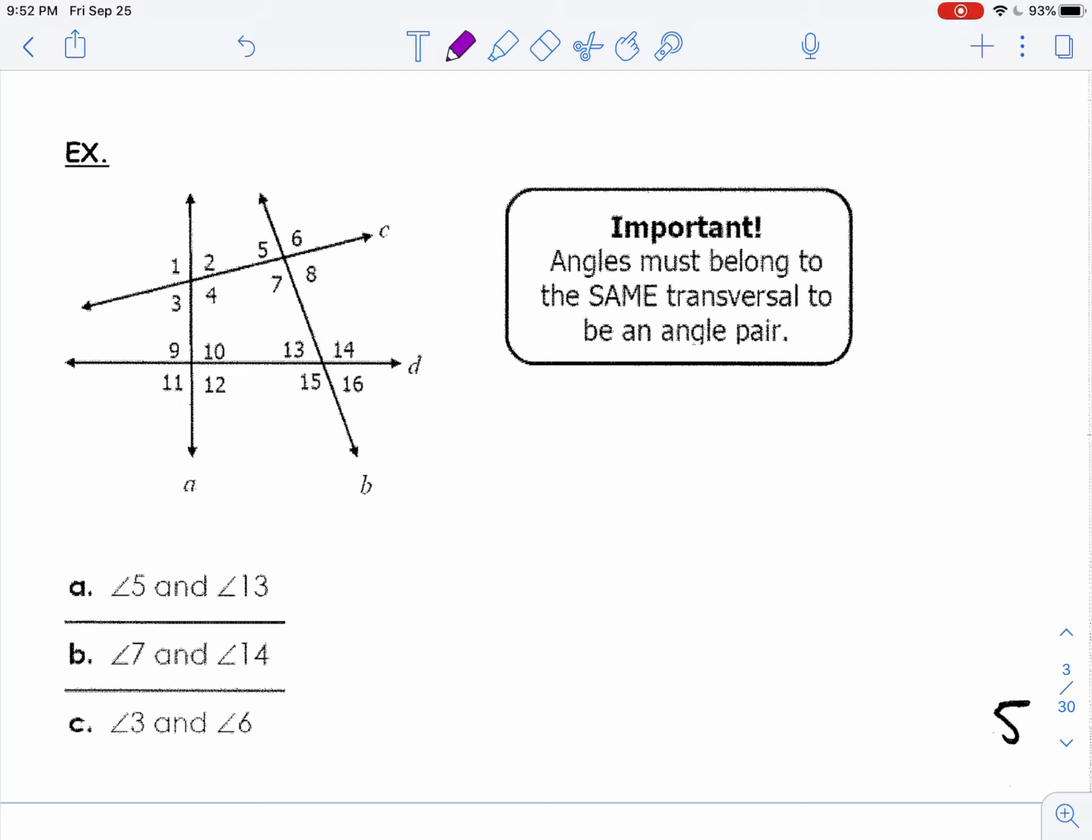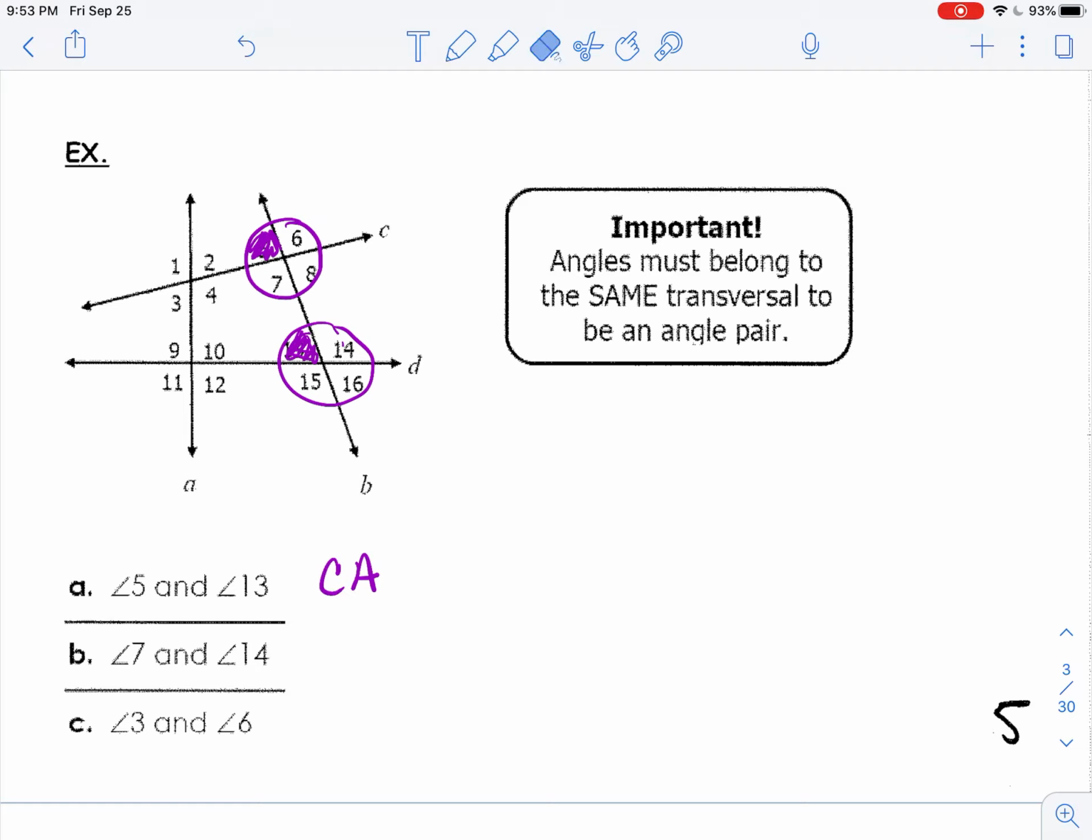Okay, so in this problem it says angles must belong to the same transversal to be an angle pair. Angles 5 and 13, let's check them out. We're in this little grouping and this little grouping. 5 and 13 are in the same position, so we're going to call these corresponding angles.